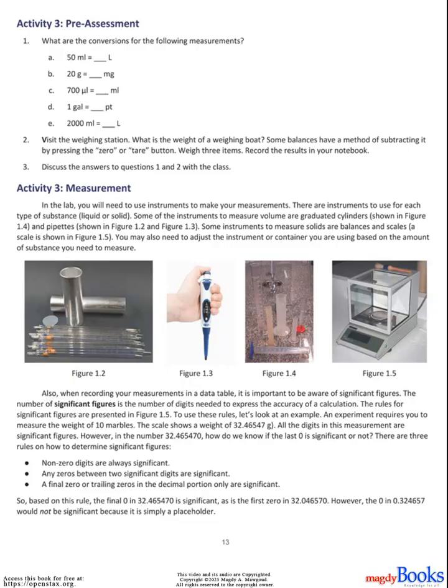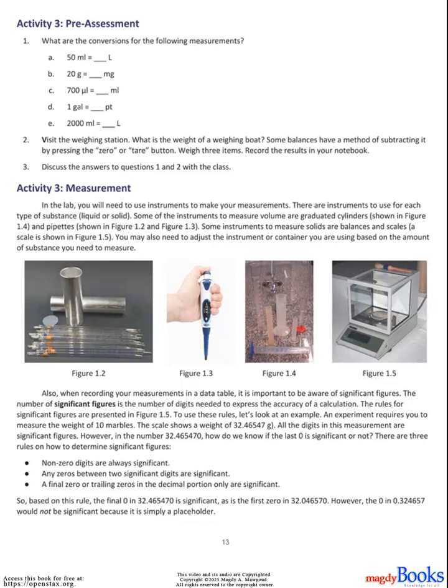To use these rules, let's look at an example. An experiment requires you to measure the weight of 10 marbles. The scale shows a weight of 32.46547 gram. All the digits in this measurement are significant figures. However, in the number 32.465470, how do we know if the last zero is significant or not?